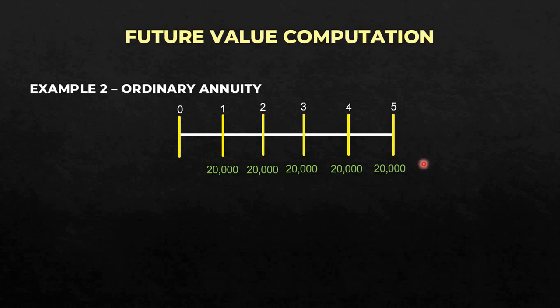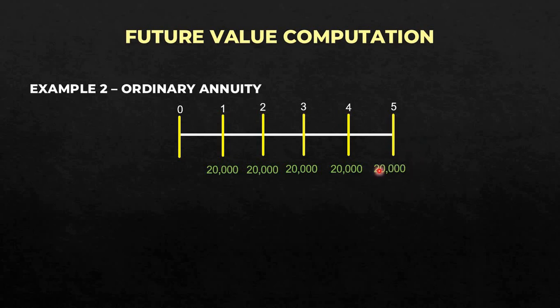Gamit yung ating formula sa example 1, which is yung (1 plus i) raised to positive n, pwede natin gamitin yun. Yun nga lang, gagamitin natin yun isa-isa per cash outflow. So, unahin natin itong unang 20,000 pesos. Again, ang ating formula will be 1 plus 0.12. Tapos, yung ating exponent, syempre, is kung ilang compounding period yung dadaanan niya hanggang makarating siya sa end ng 5th year.